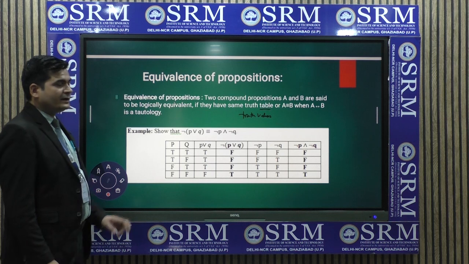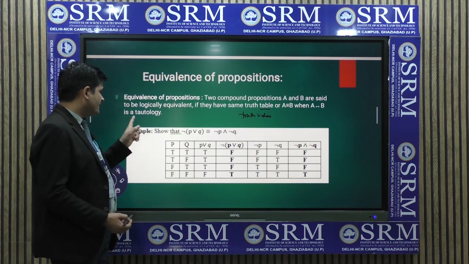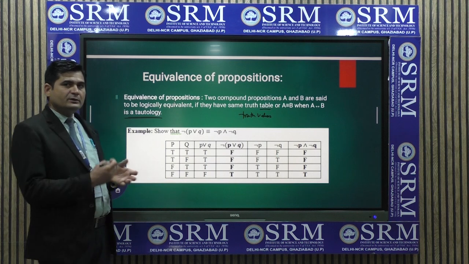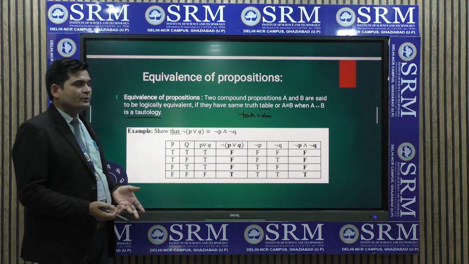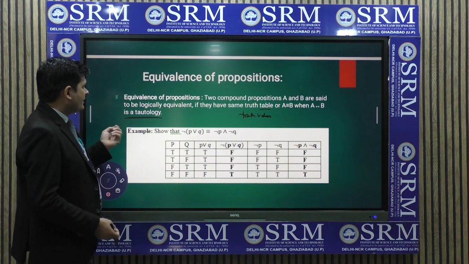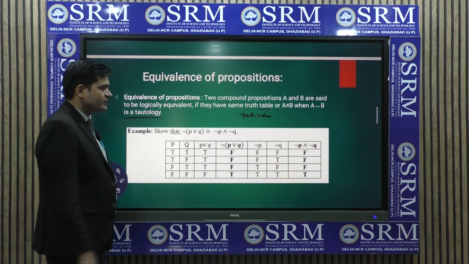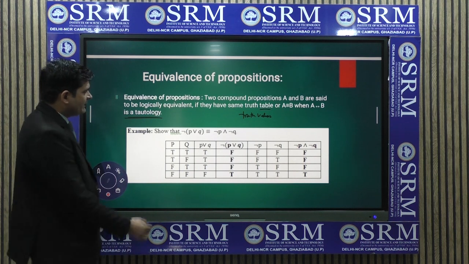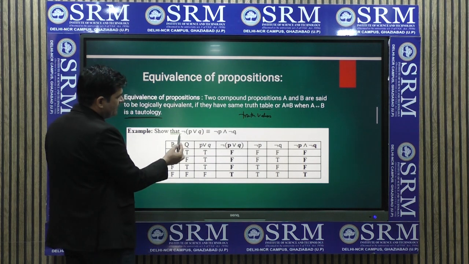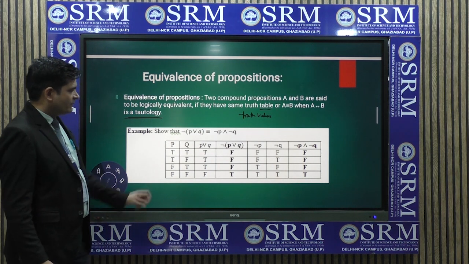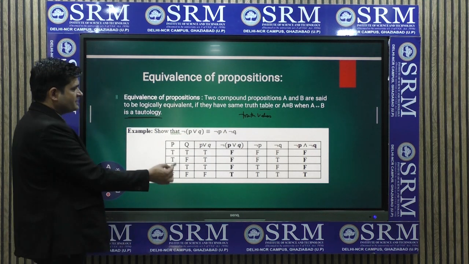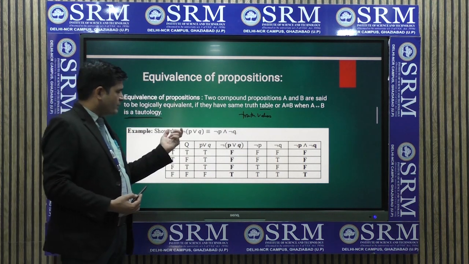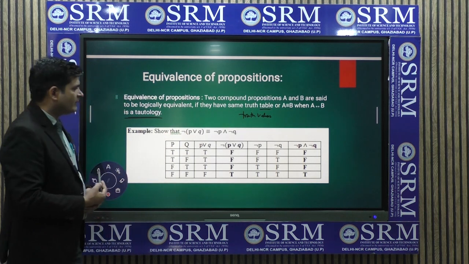Or you will say that the biconditional of both the propositions is a tautology. That is a very important thing here. Whenever two propositions have the same truth values, or their biconditional is a tautology, then you will say that A is equivalent to B. Let us take a simple example: negation of (P disjunction Q), which is equivalent to negation of P conjunction negation of Q. Basically this is De Morgan's law. Here we will prove both the statements are equivalent to each other.